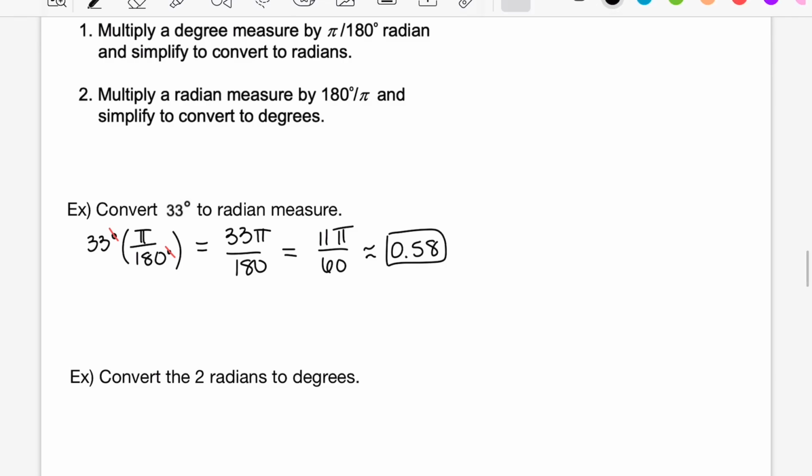Similarly, if we want to convert 2 pi radians to degrees, we've got to multiply this by 180 degrees over pi. And again, we can think of this as our units canceling.